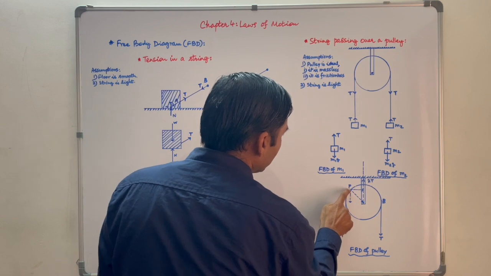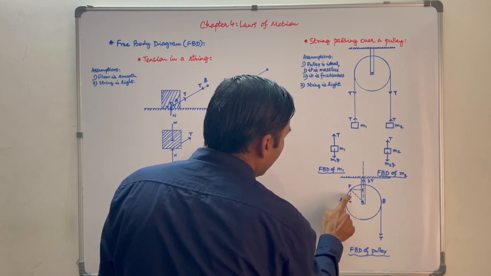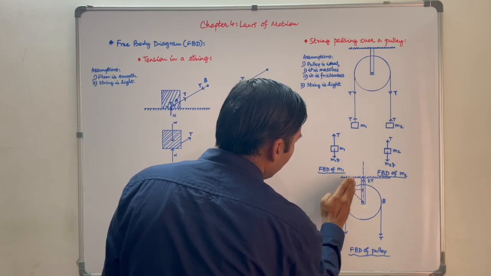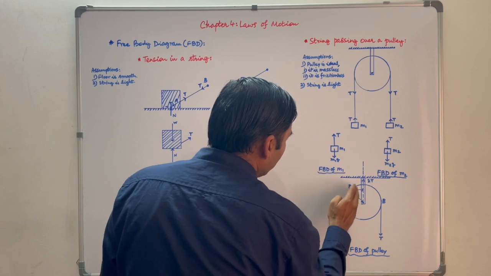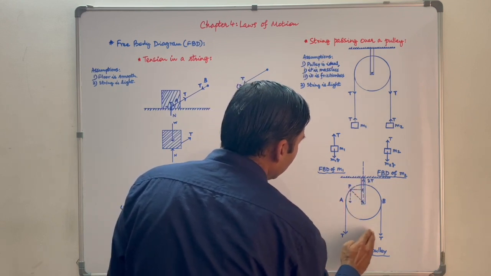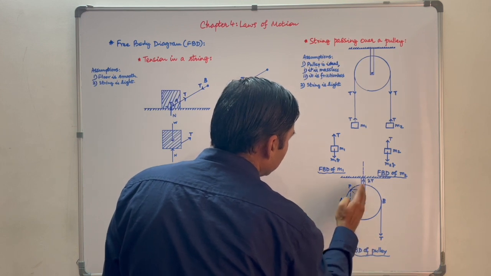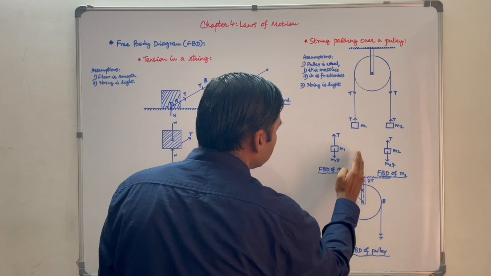We can resolve this force into horizontal and vertical components. Horizontal component of forces on both the sides will cancel each other. Vertical components will add up to tension T on one side and T on the other side. So at the center, it will be 2T that will work vertically upwards.